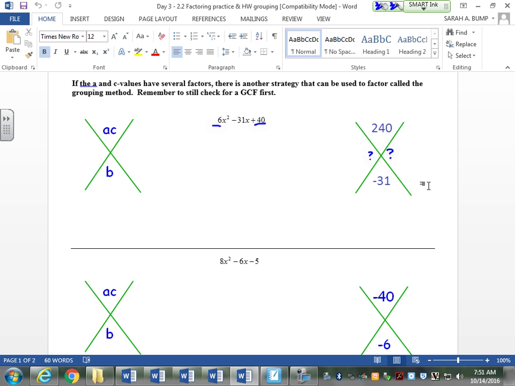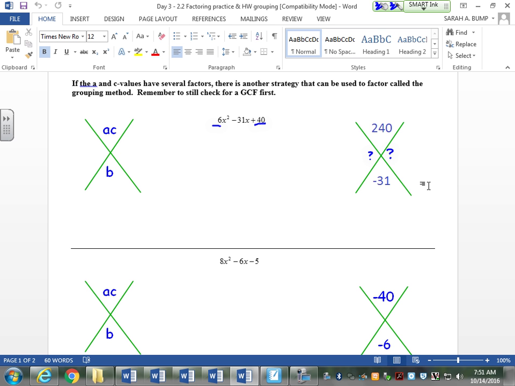But 2 and 120 don't add to negative 31 or subtract. And then you could do 240 divided by 3, 3 and 80. 3 and 80 do not give you 31. 240 divided by 4, you get 60. 4 and 60 cannot give you 31. 240 divided by 5 is 48. We're getting closer. 5 and 48 is closer to 31, but we're still not there. 240 divided by 6 is 40. 6 and 40 can't give me 31. 240 divided by 7 is a decimal, so that definitely won't work.